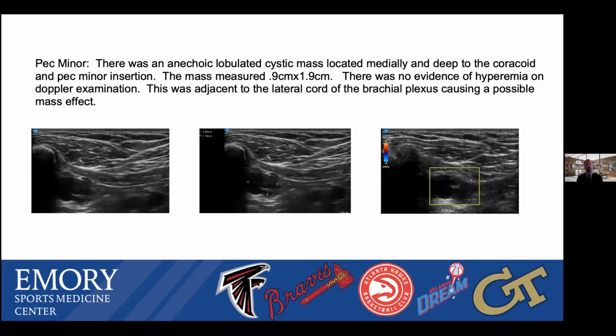So the way we describe this is there was an anechoic lobulated cystic mass located medially and deep to the coracoid and pec minor insertion. The mass measured 0.9 centimeters by 1.9 centimeters, and there was no evidence of hyperemia on Doppler examination. This was adjacent to the lateral cord of the brachial plexus, causing a possible mass effect.